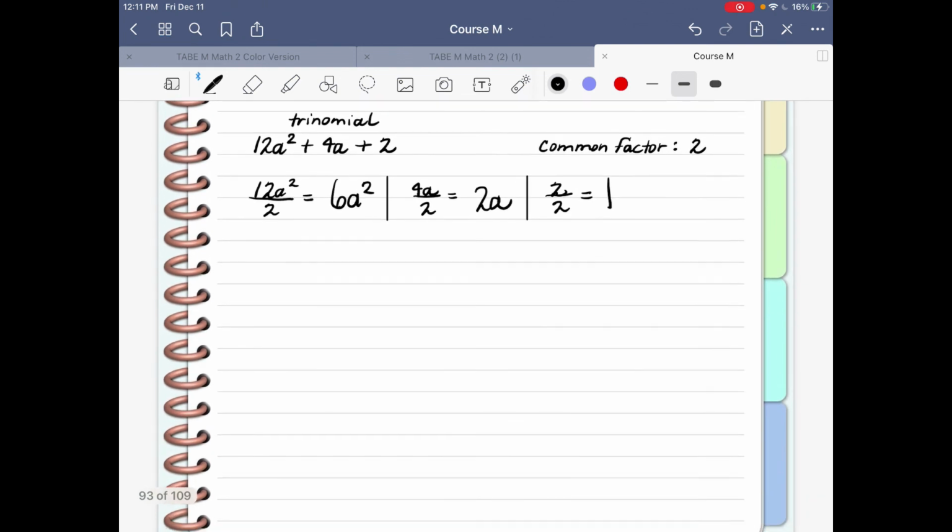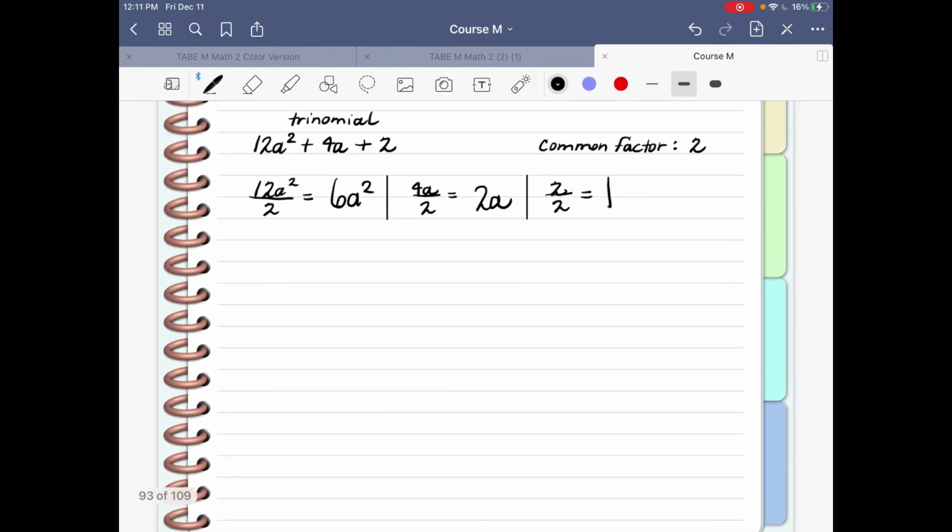So to put together this answer, I need all of those pieces. I need the 2, the common factor, and then I need the 6a squared plus the 2a plus the 1. Let me highlight those for you. There's the common factor, 6a squared, 2a, and 1. And so my answer is there at the bottom.